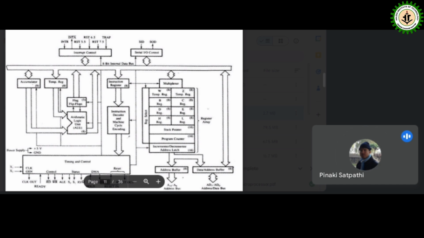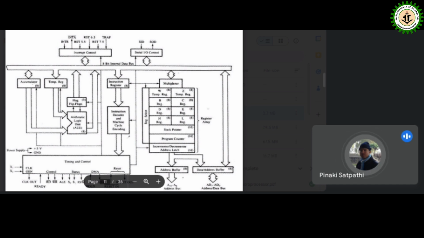Next one is our timing and control block. This section includes one oscillator and a sequence controller. It synchronizes all registers and generates the control signals needed for internal and external control until the instruction is executed. Next one is our address buffer and data address buffer. They are used to isolate the microprocessor's internal bus from the external bus. They are used to drive the external address bus and external data bus. Memory chips and input-output chips are connected to these buses. When not in use, the output of buffers is in open state, that is, in tri-state.